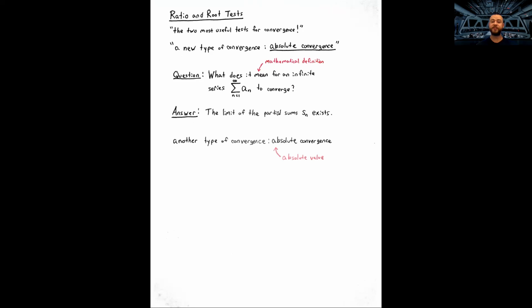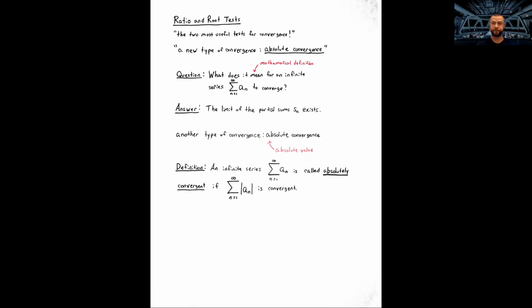All right, what we're going to do now is introduce another type of convergence. When we say an infinite series converges, that means technically the sequence of partial sums has a limit. Now, when we introduce this new idea called absolute convergence, this means something else. The word absolute here is referring to absolute value. So let's give the mathematically precise definition of absolute convergence.